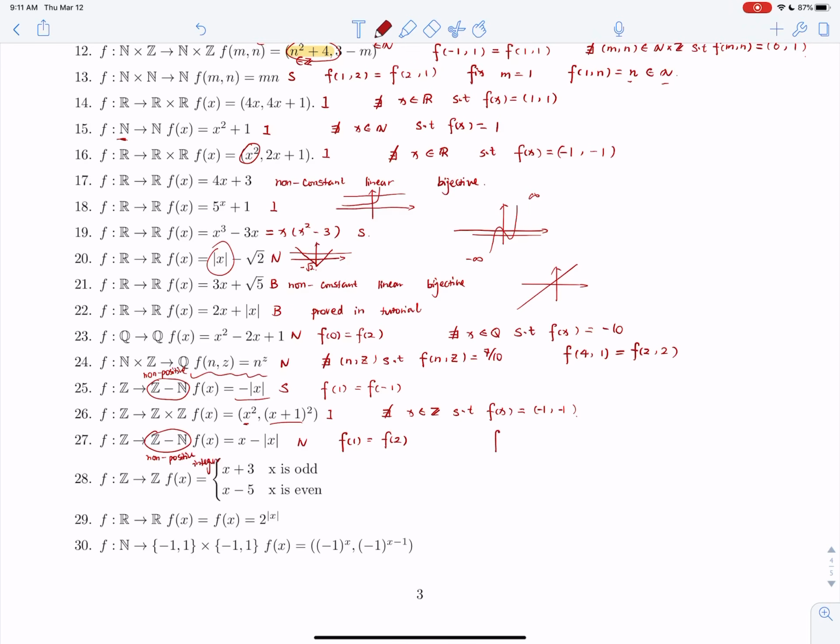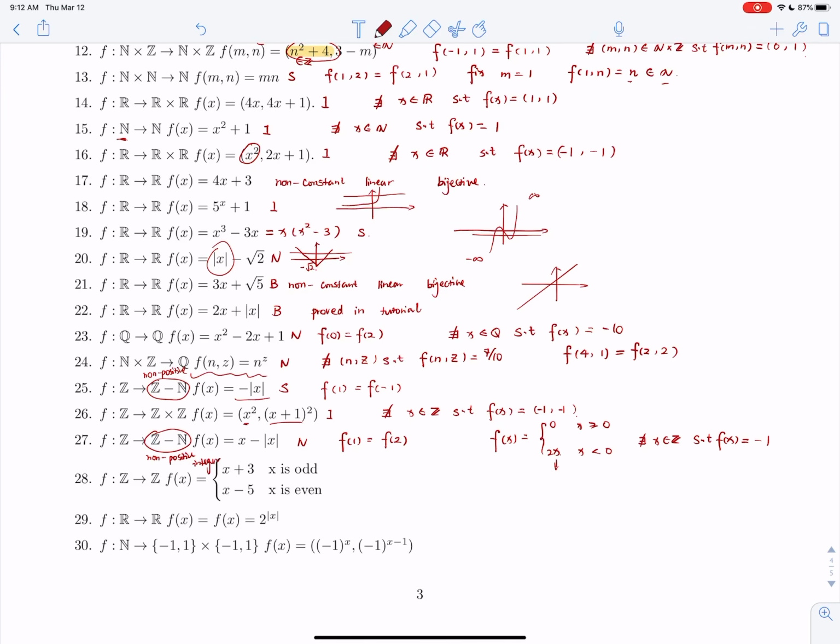Why? We can write this whole thing as a piecewise function. When x is greater than or equal to 0, you will get 0. When x is smaller than 0, you will get 2x. Okay? Since x is an integer, you'll see that this can only be a negative even number. It can never map to a negative odd number. So there does not exist x in the integers such that f of x equals -1. Okay?